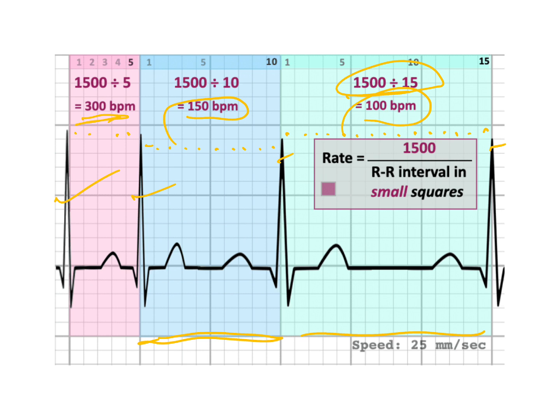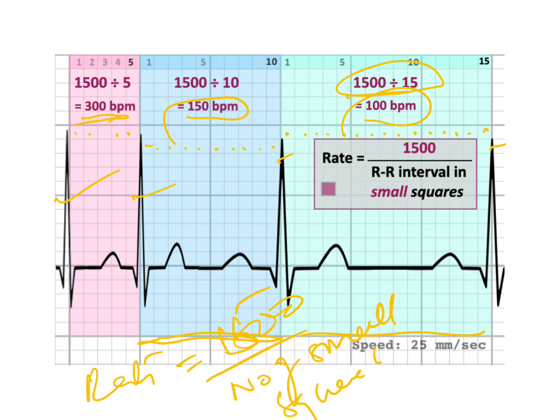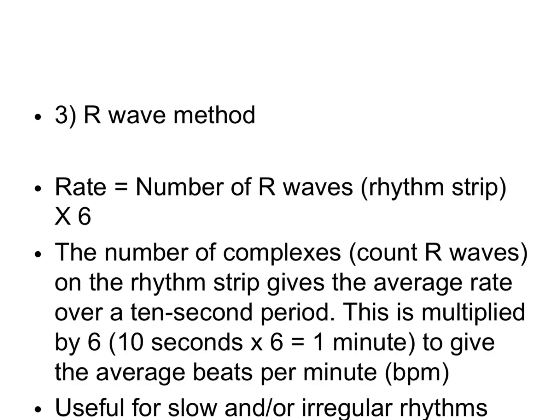So if we are using small scale, the rate calculation will be 1500 divided by the number of small squares between two R waves. This method is used when heart rate is very fast and we have to use these small squares. We have to count the small squares between the two R waves, and we have to divide 1500 by that.